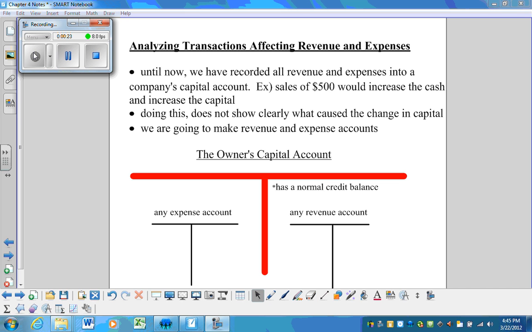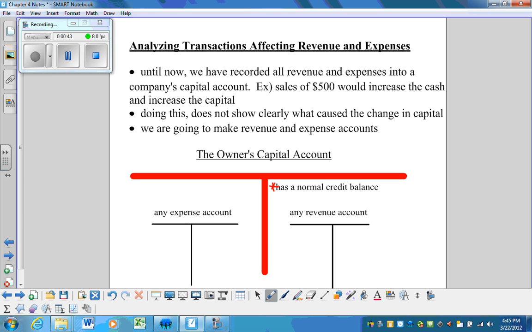So we're going to make two new accounts. One is called revenue and one is called expenses. So if you look here, the red T chart there shows the owner's capital. And you also notice on the right-hand side that it has a normal credit balance.